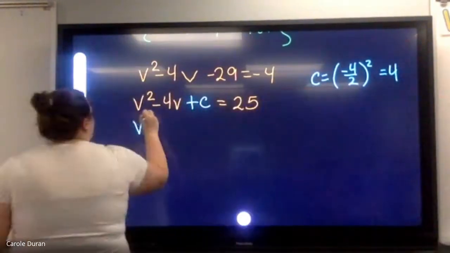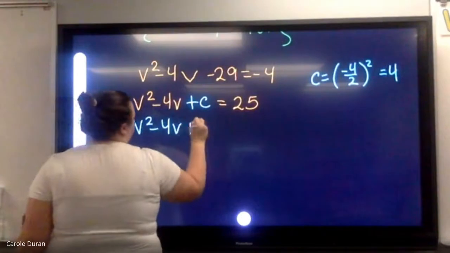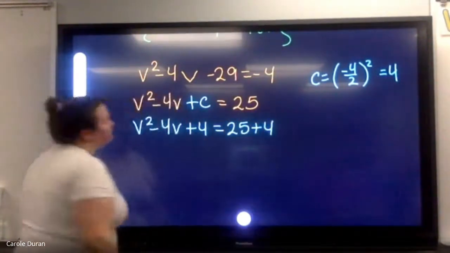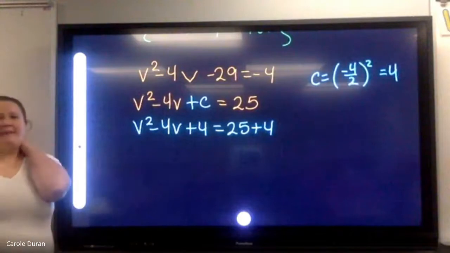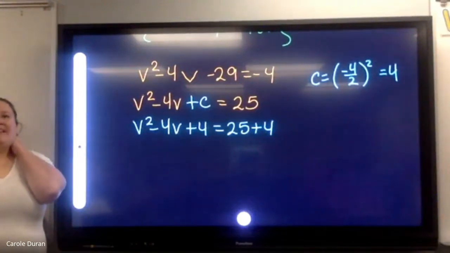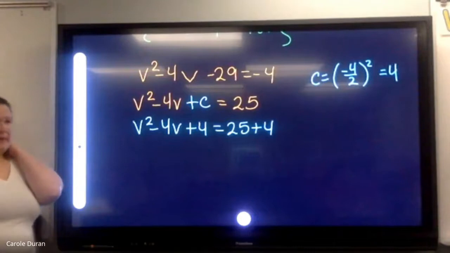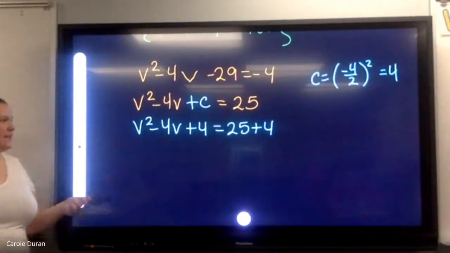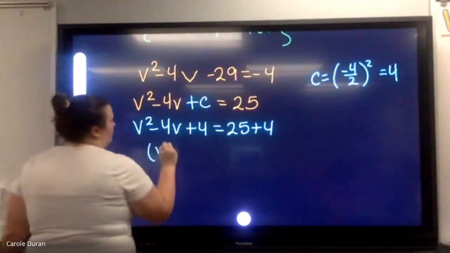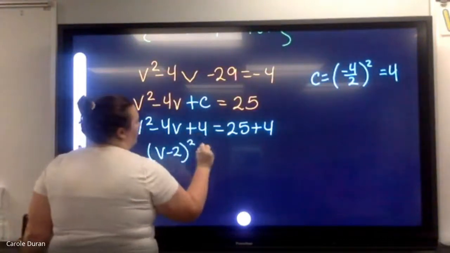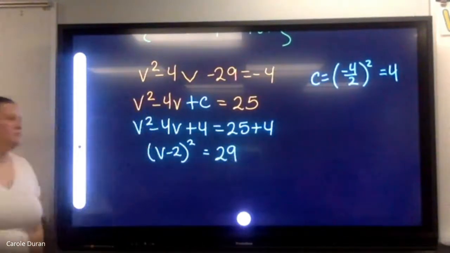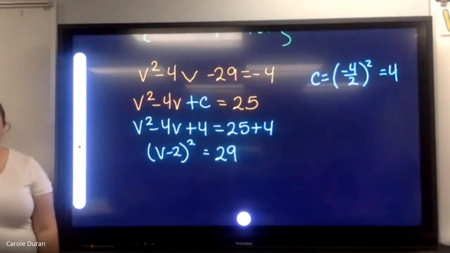So this becomes v squared minus 4v plus 4 equals 25 plus 4. My left side is going to factor into (v minus 2) squared because -2 times -2 is 4 and -2 plus -2 is -4. And then 25 plus 4 is 29. Where do I go from here?